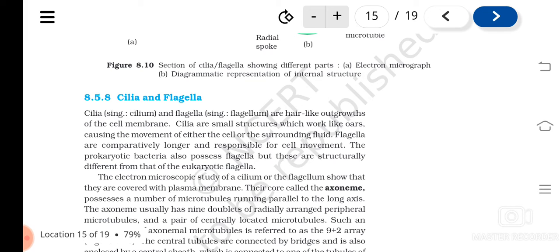Flagella, when compared to cilia, are longer and are responsible for movement. Bacteria, when we studied them, also have flagella, but they are different from eukaryotic flagella. The flagella of prokaryotes or bacteria differ in their structural organization from eukaryotic flagella.